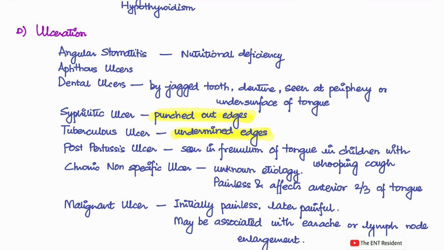And chronic non-specific ulcer is usually painless and it affects the anterior two-thirds of the tongue. Malignant ulcer. The important characteristic here is that initially it is painless, but over time it becomes painful. And this can be associated with an earache or a lymph node enlargement.